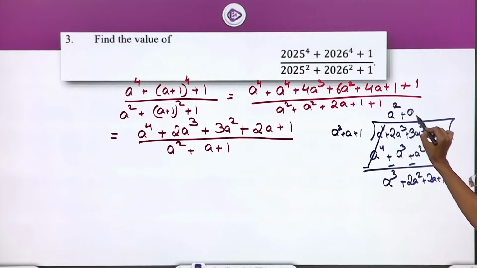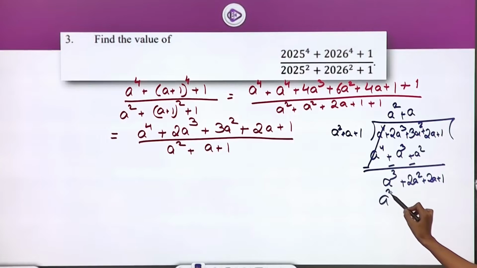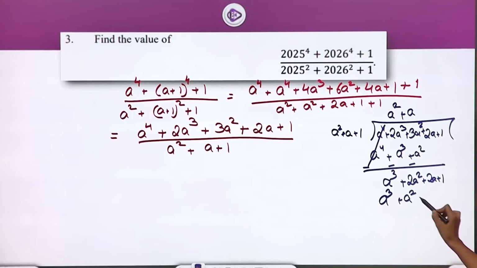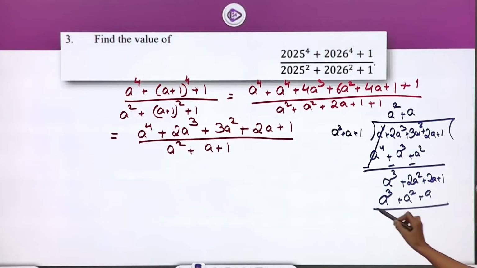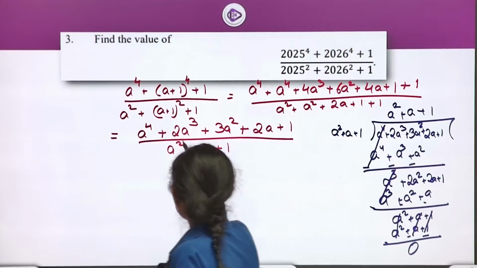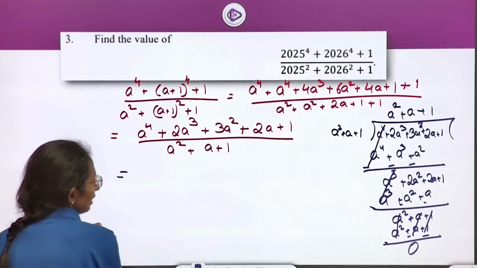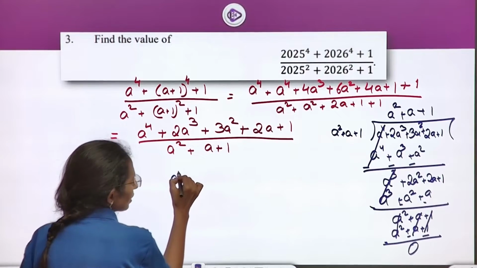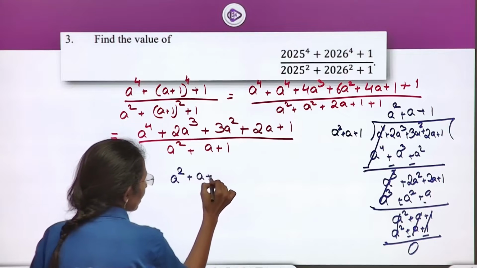Now, multiplying it by a^3 + a^2 + a, after subtracting again, I am getting a^2 + a + 1. So, plus 1, a^2 + a + 1. When we subtract, we are getting the remainder 0 and the quotient as a^2 + a + 1. So after dividing these two, we can directly write that the answer of this is a^2 + a + 1.